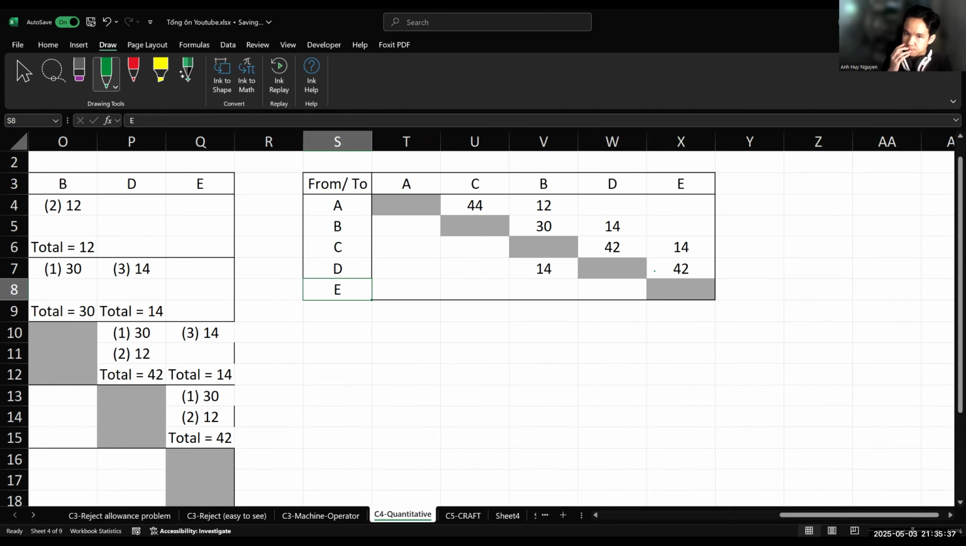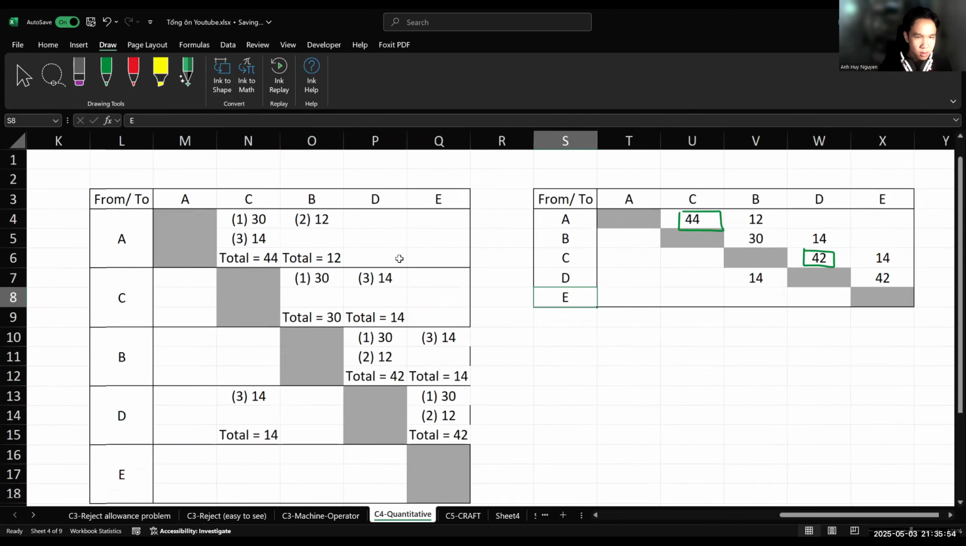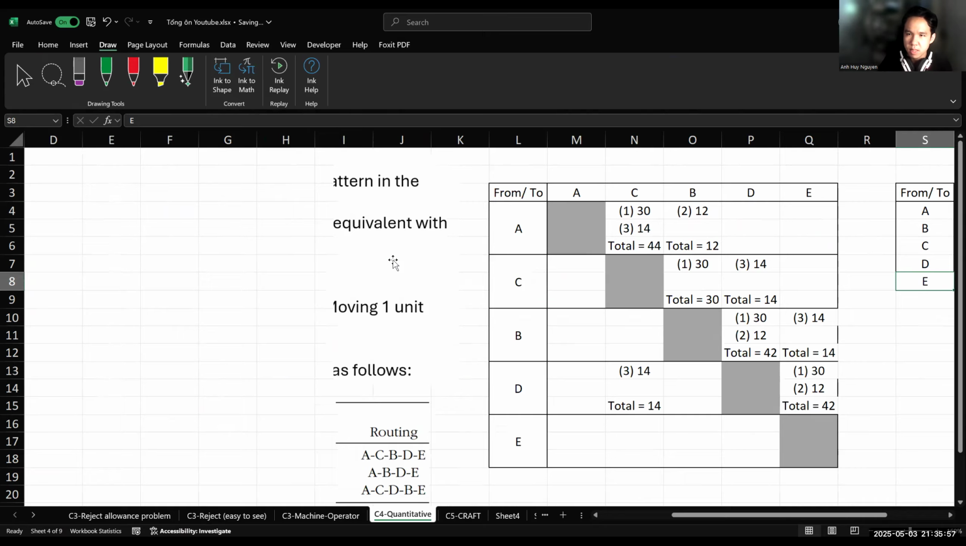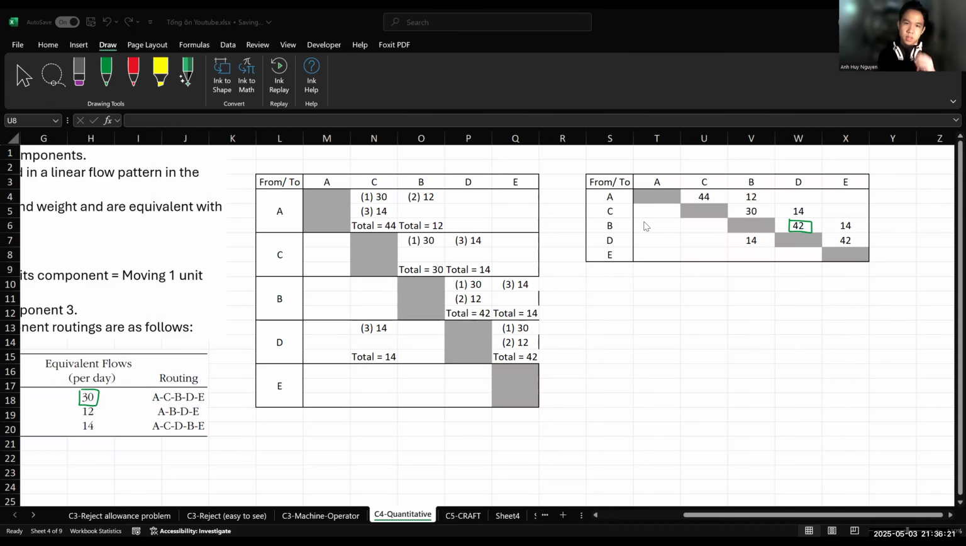As you can see here, from A to C there are 44 flows, and from C to D there is 42, and from B to B, am I wrong or something? Wait a minute. B to B. Okay, my apologies. It's ACB, not ABC. And we look at these numbers: from A to C, from C to B, and from B to D.